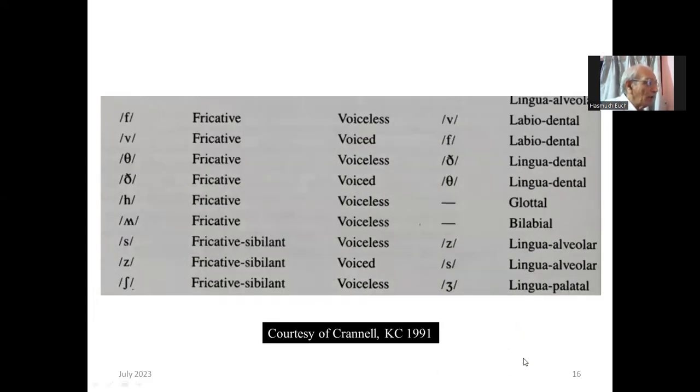Similarly here, fricative and shaw, they are called sibilant. Another term. So, these are similar. That's why the word is cognate. So that's why F and V, V and F. Theta, this is a little difficult because thaw and this is dog.